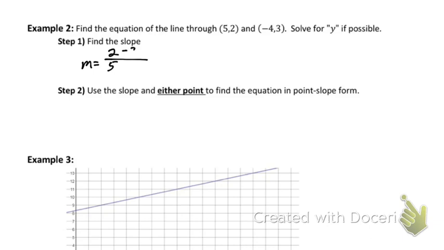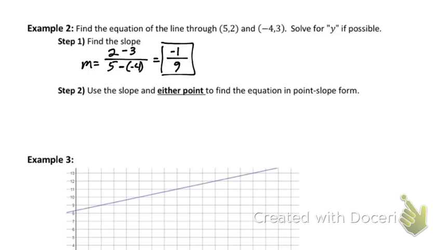Then we're going to subtract the other y, and I'm going to subtract the other x, which turns into a minus negative 4. All right, 2 minus 3 is going to be a negative 1, all over 5 plus 4, which is going to equal 9. That's our slope. Negative 1/9 is my slope.